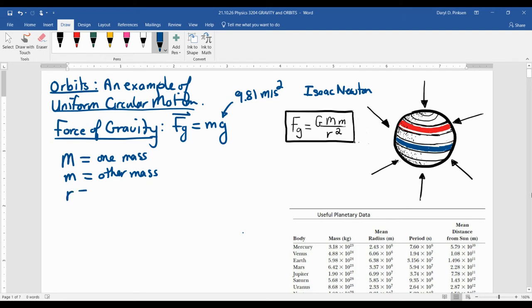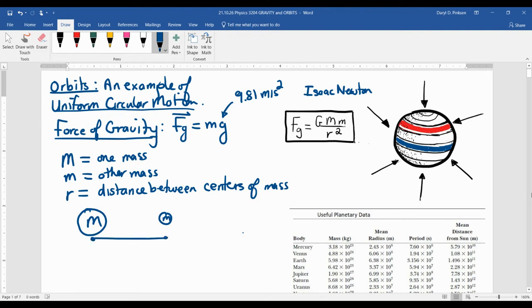And then the r, that is the distance between the centers of mass. So if this is our big M and this is our small m, then this would be the radius. It's the distance between their two centers of mass. You don't go from surface to surface. You go from the center of mass of each one, and that's how the force of gravity acts.